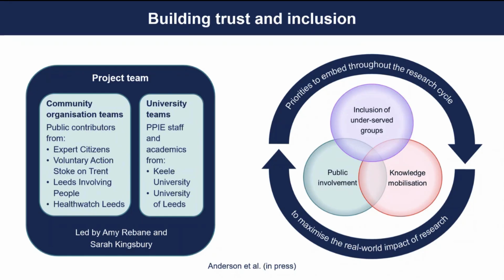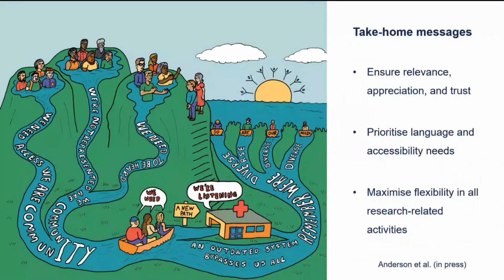So then on the next slide, we've got an illustration here that was from somebody who attended the Leeds Involving People community conversation. And I think it's really capturing how the groups had a real willingness to be involved, but they felt they weren't represented at present. So they felt there needs to be a new path, which is flexible and tailored to diverse groups' needs. So across all the community conversations, we developed 3 take-home messages. These were ensuring relevance, appreciation and trust, prioritising language and accessibility needs, and maximising flexibility in all research-related activities.